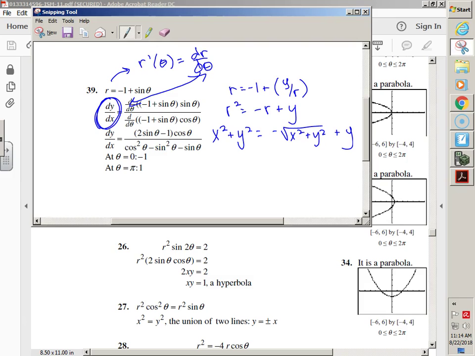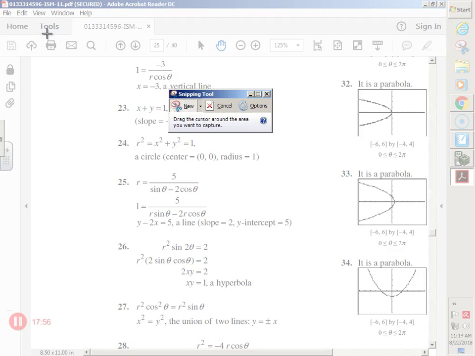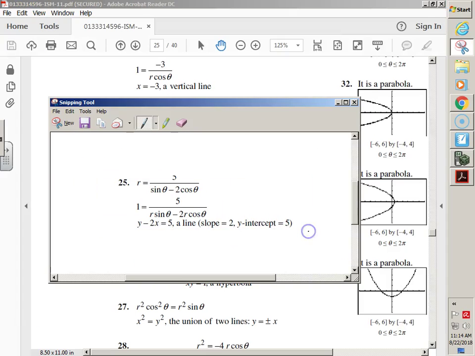Sorry, I wish my board was working better. That's a 5 on top.